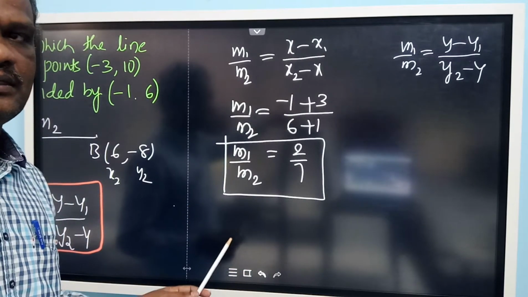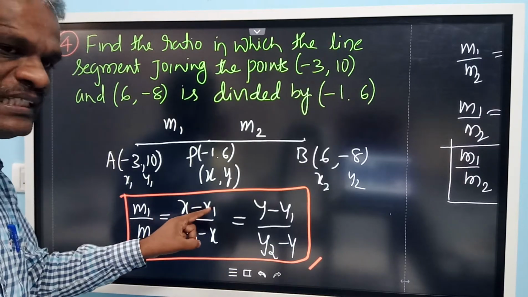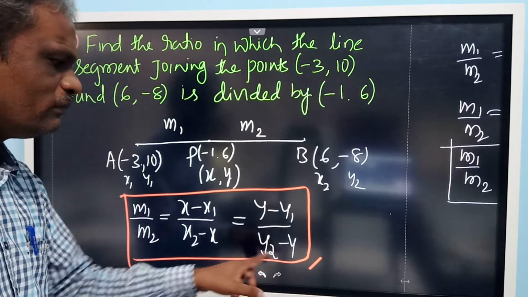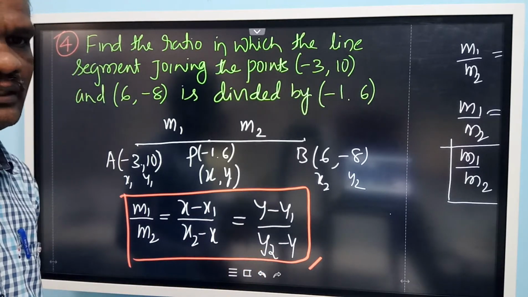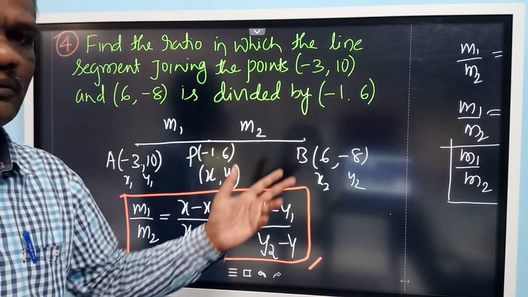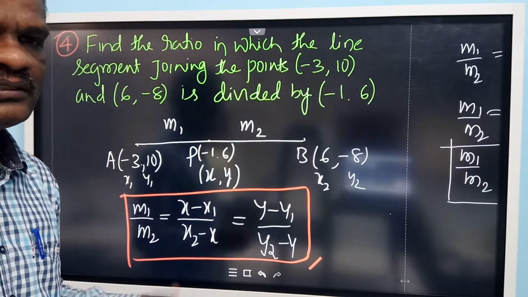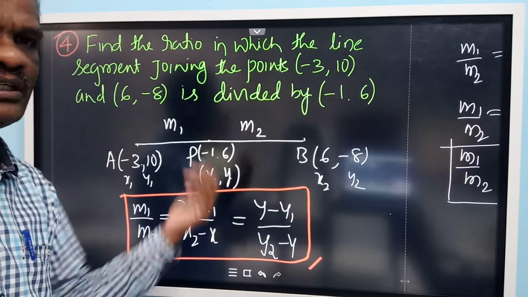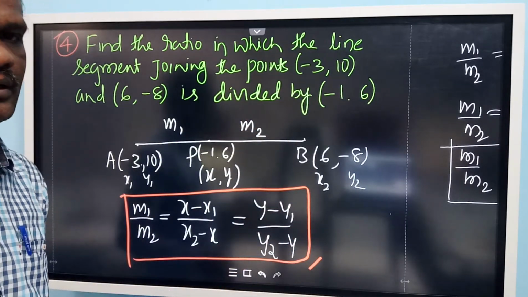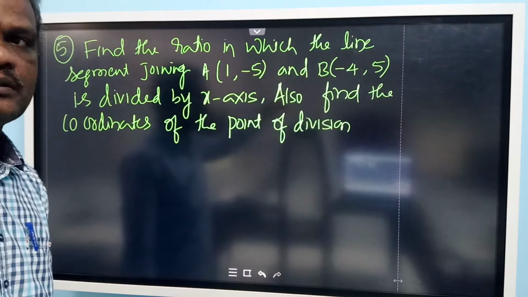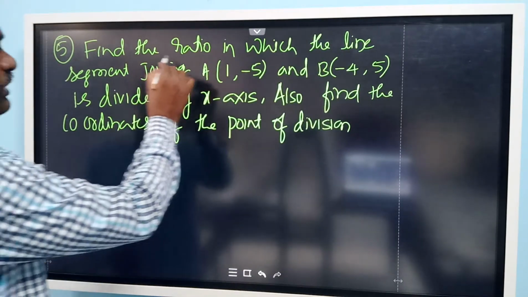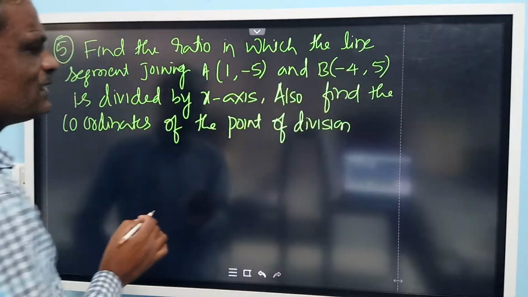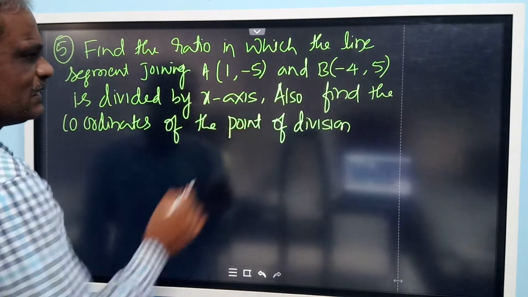So that's it. It is very easy to remember: x minus x1 over x2 minus x, and here y minus y1 over y2 minus y. Or if you don't remember it, you can use the section formula directly, substitute in it, and equate the x coordinate with the first one and the y coordinate with the second one, whichever you want, to find the ratio. Here we have a question: find the ratio in which the line segment joining A(1, minus 5) and B(minus 4, 5) is divided by the x-axis.